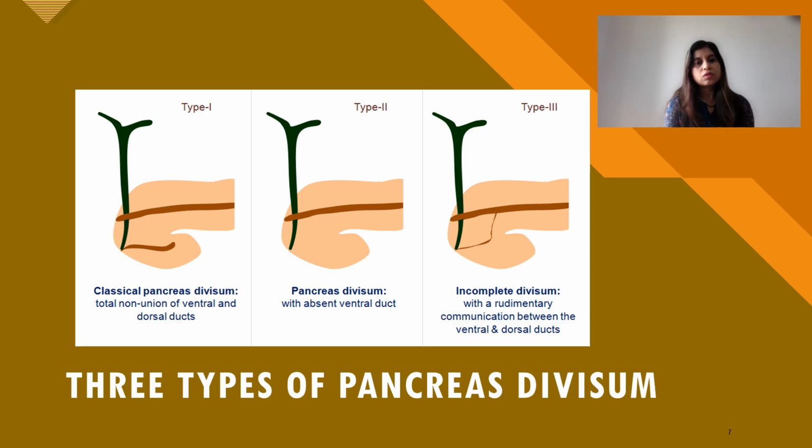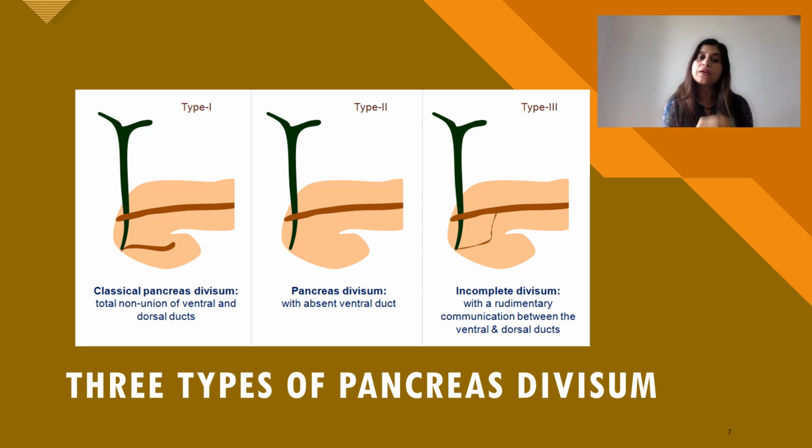There is only a dorsal duct which drains via the minor papilla, and the CBD opens separately into the major papilla. Type 3 is also called incomplete divisum because there is a rudimentary communication between the ventral and the dorsal duct.